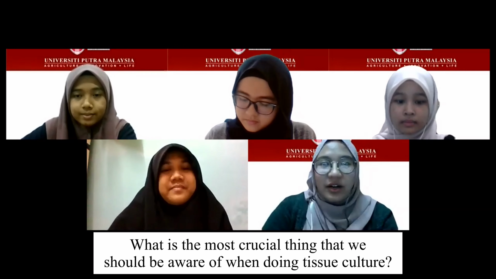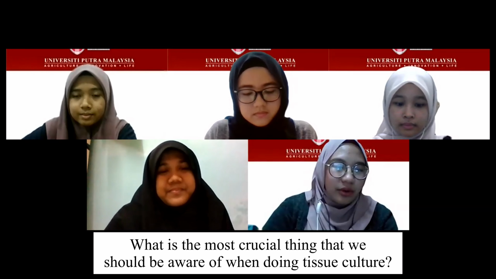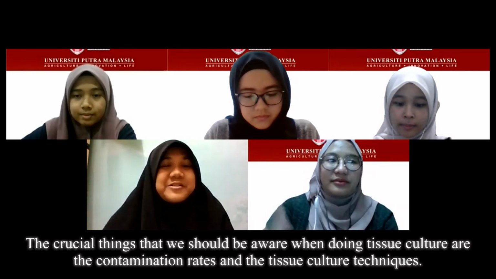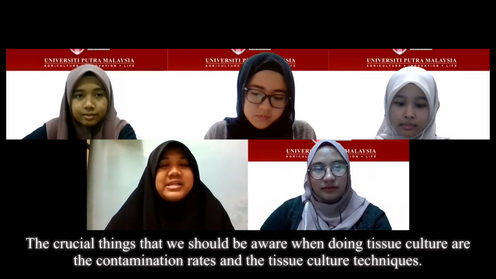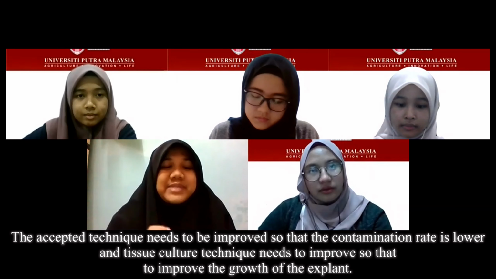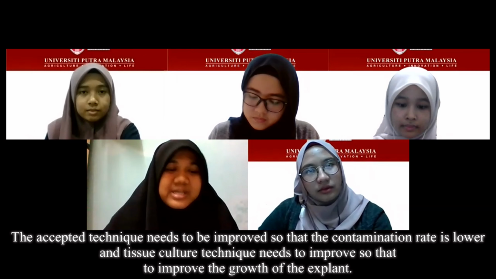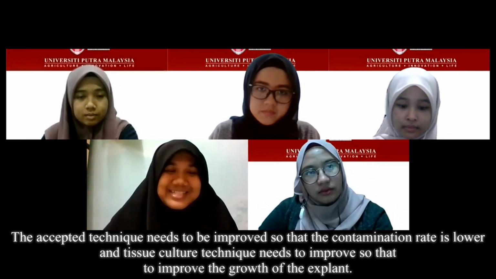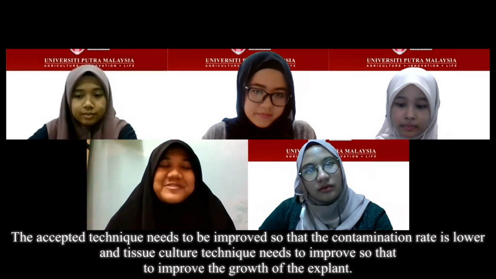Okay. The next question is, what is the most crucial thing that we should be aware of when doing tissue culture? The crucial things that we should be aware of when doing tissue culture are the contamination rates and the tissue culture technique. The aseptic technique needs to be improved so that the contamination rate is lower, and the tissue culture technique needs to improve so as to improve the growth of the explant.